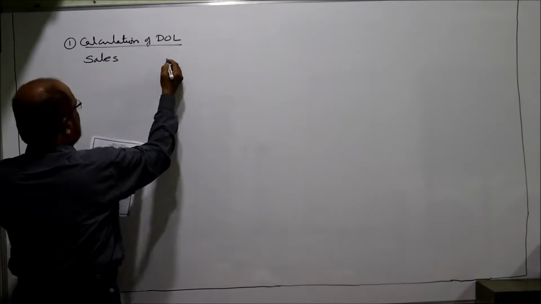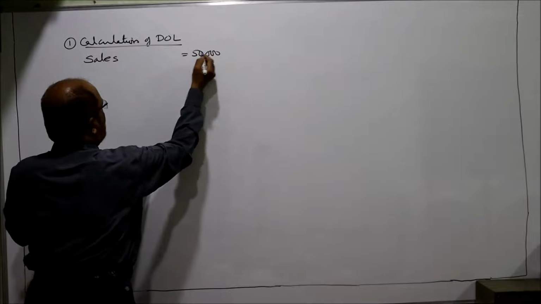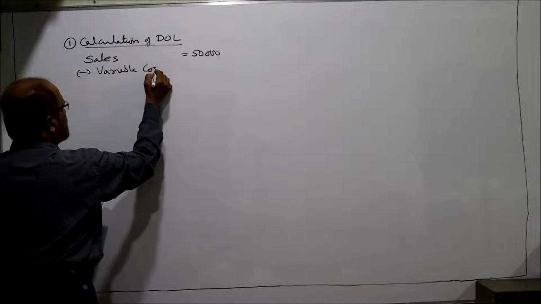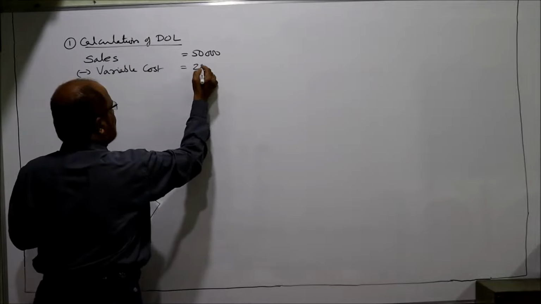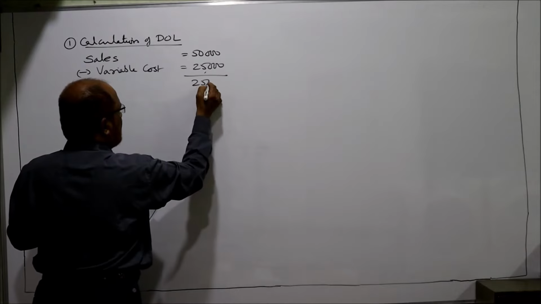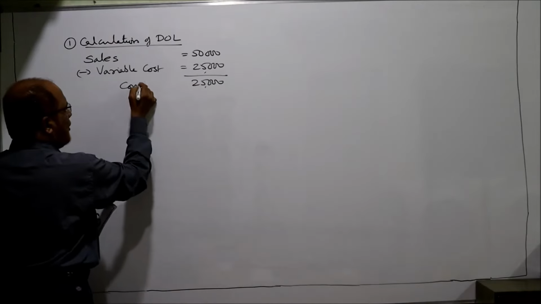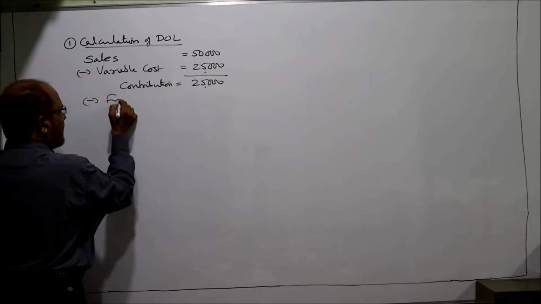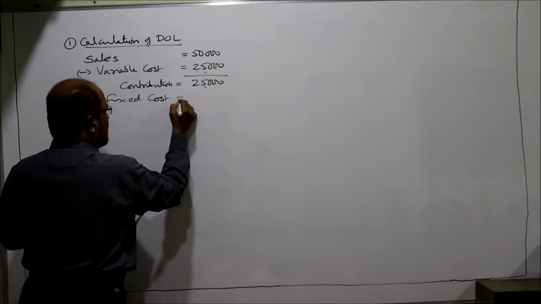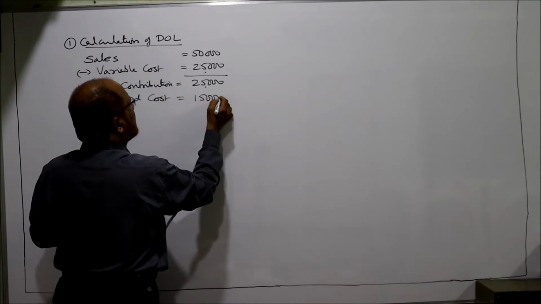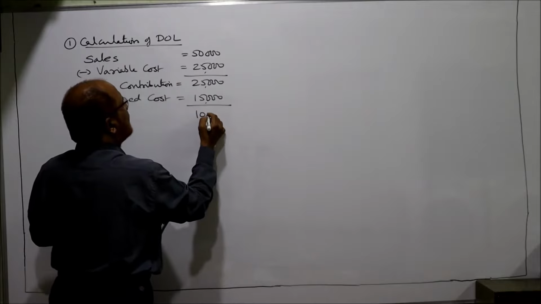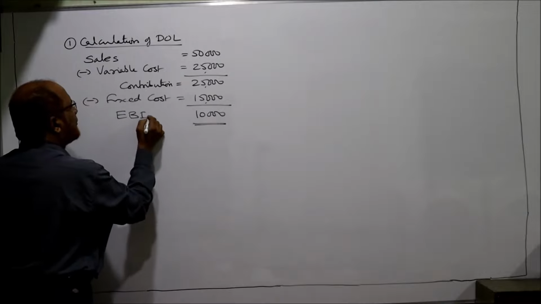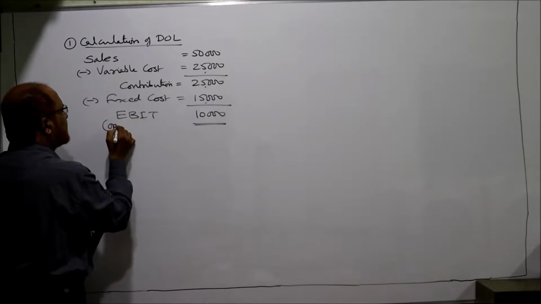Sales are given as 50,000. Less variable cost. The variable cost is given as 25,000. Subtract: 50,000 minus 25,000 is 25,000. This is called contribution. From contribution, we subtract fixed cost. The fixed cost is given as 15,000. Subtract 15,000, we will get 10,000. This 10,000 is called EBIT, or operating profit.